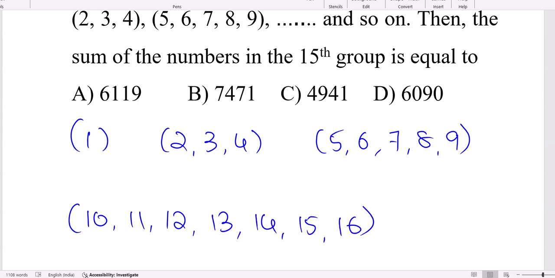16. You can understand: first group has only one number, second group 3 numbers, third group 5 numbers, fourth group 7 numbers, and so on. I am calling this G1 group 1, G2 group 2, G3 group 3, like that up to G15, which is the question. Now I want the first number and last number of the 15th group. Then you can map the remaining things easily. That's where logic comes into play.